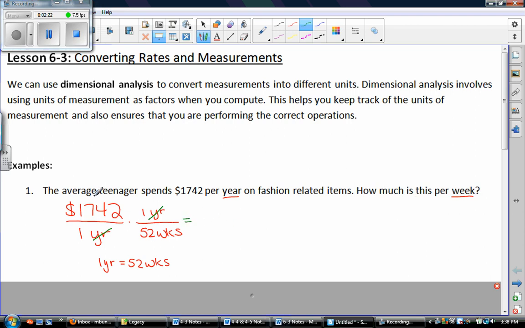So then we'll go ahead and divide this. We see that we have $1,742 divided by 52 weeks. And when we divide this, this comes out to $33.50 per week. And this again helps us to know for sure that we've put the correct numbers in the right place because we can see the years cancel, one on the top and one on the bottom.